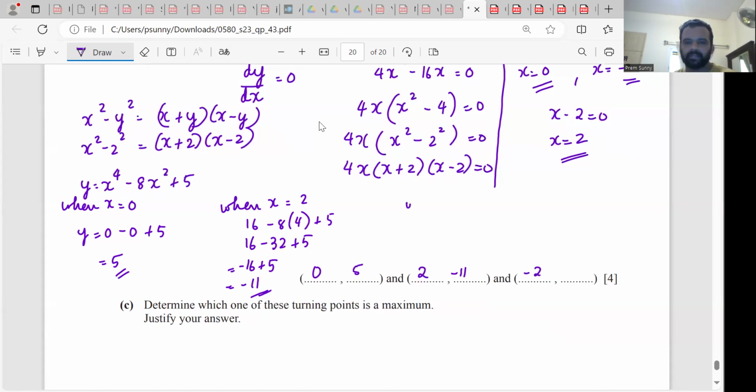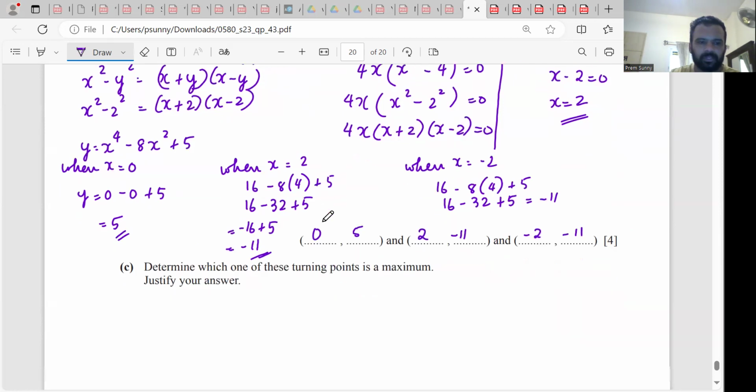So now when x is equal to minus 2, minus 2 to the power of 4 is 16. Minus 8 into minus 2 to the power of 2 is 4, plus 5. Same thing as the previous. So 16 minus 32 plus 5, which is 16 minus 32 is minus 16. Minus 16 plus 5 is minus 11. So minus 2 and minus 11. We got the answer for the B part.